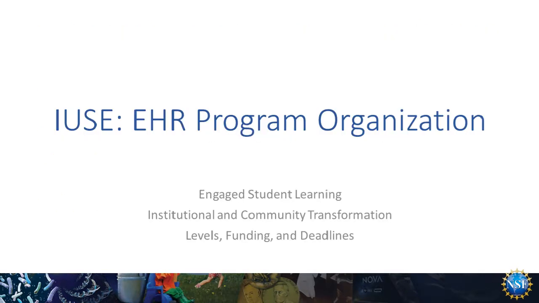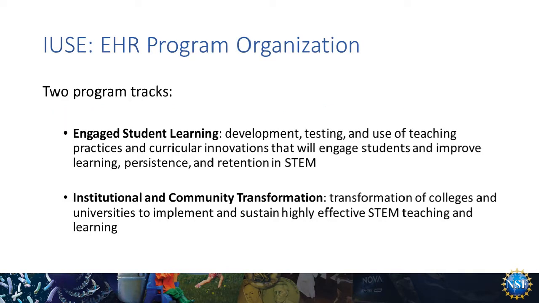So the IUSE program itself is organized into 2 main tracks. These are the Engaged Student Learning track and the Institutional and Community Transformation track. And within each of those tracks, we have a number of different levels and different types of funding that are available, as well as deadlines that apply differentially to the different levels. And so we'll go through all of that in the next few slides here. So the 2 tracks, as I mentioned, are Engaged Student Learning and Institutional and Community Transformation.